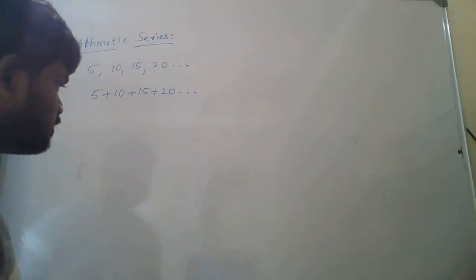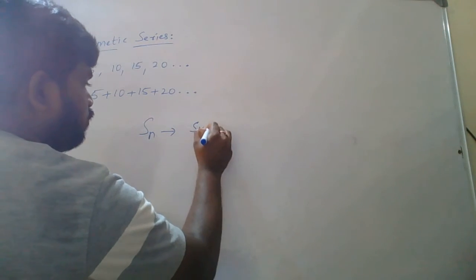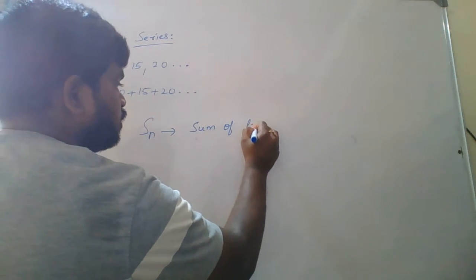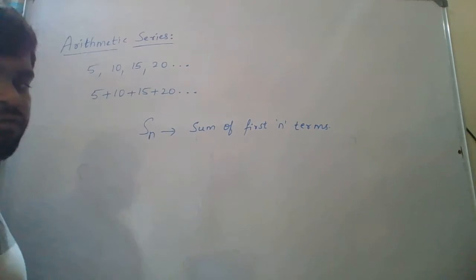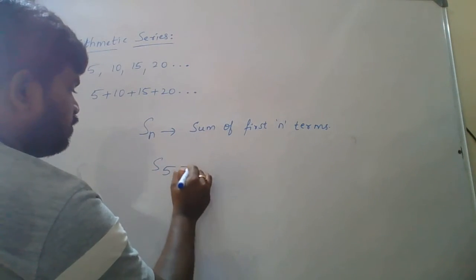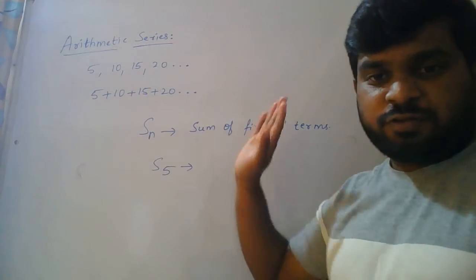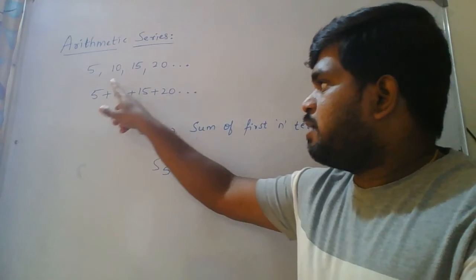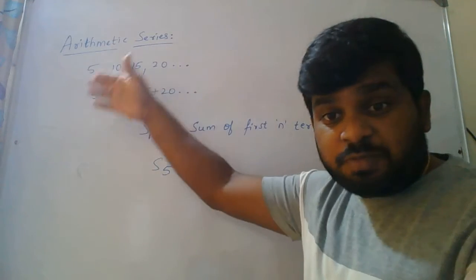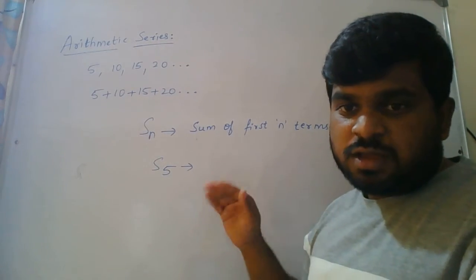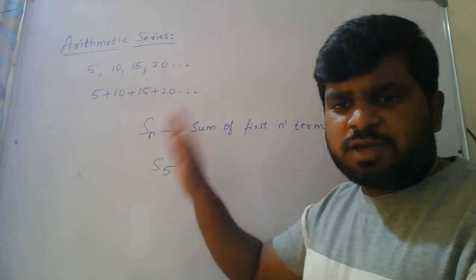Now, there is a very important thing known as S suffix n, meaning sum of first n terms. For example, if I say S5, it means from the beginning till the fifth one, you're going to add first term plus second term plus third plus fourth plus fifth. If you add all the 5 terms from the beginning, we call it S5. When I say S10, it is adding all the 10 numbers from the beginning. It is always from the beginning.